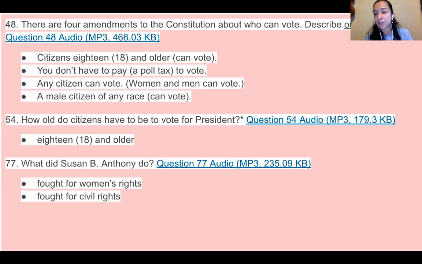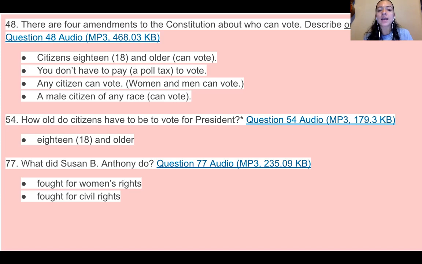These are the questions that you might have to answer during your interview about what we just went over. Question 14: There are 4 amendments to the Constitution about who can vote. Describe one of them. You only need to give one of these answers. You could say citizens 18 and older can vote. You don't have to pay a poll tax to vote. Any citizen can vote. Women and men can vote.